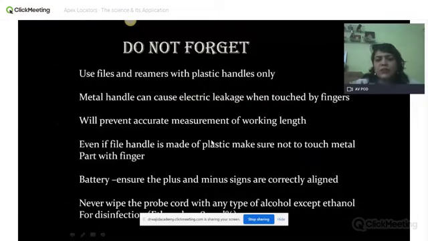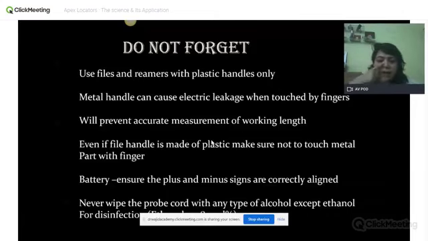Do not forget to use files and reamers with plastic handles. If you were to use a file with a metal handle, then electric leakage would happen when you touch it with fingers, and that would lead to an error in measurement of working length. Suppose you use a file handle which is made up of plastic, and by mistake if you touch the metal part with the finger, again you will get an error.